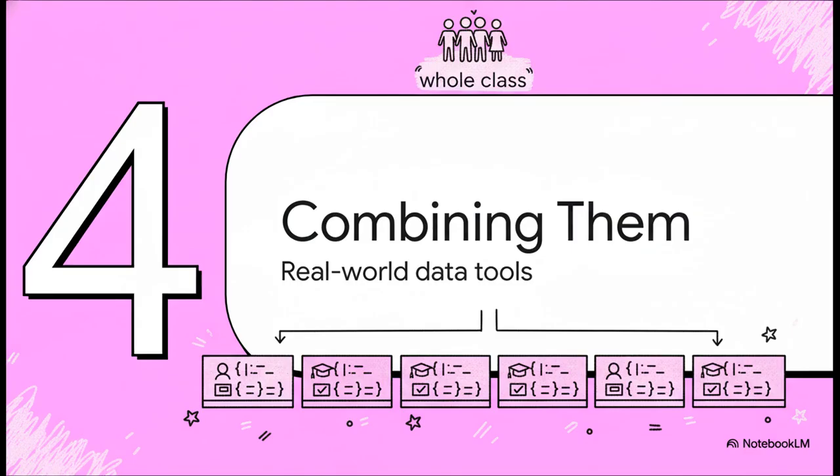Okay, now for the magic moment. This is where it all comes together. The real power for handling complex, real-world data comes when we combine these two ideas. Imagine you need to store data for a whole class of students. Well, you can use an array, a list, to hold the list of students. But each item in that list can be a record, a dictionary, holding all the details for one student.